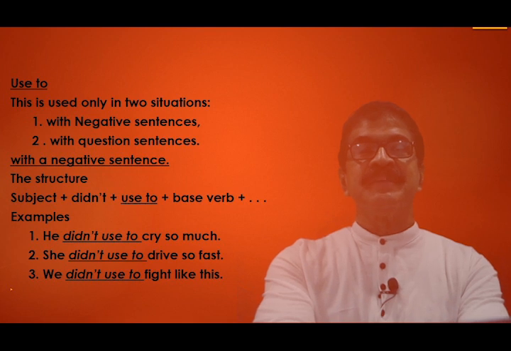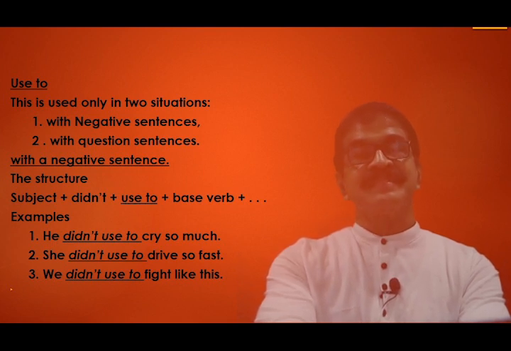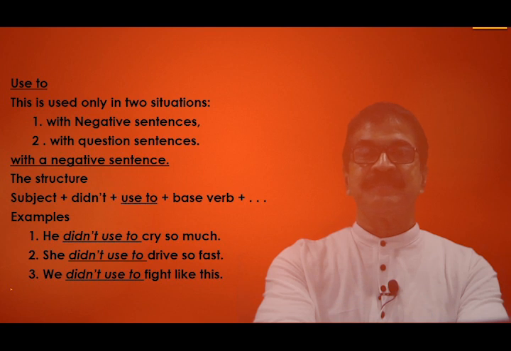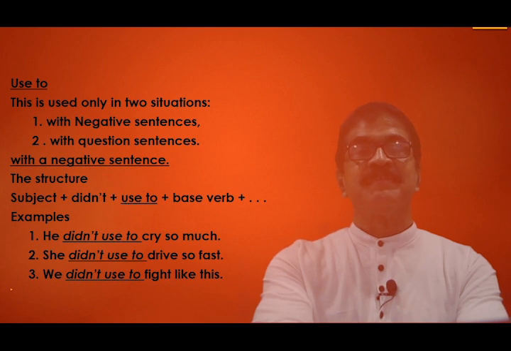Second, we shall see the usage of didn't use to. This is used only in situations like negative sentences and question sentences. Let's see how used to is used with a negative sentence. The structure goes like this: subject plus didn't plus used to plus base verb.